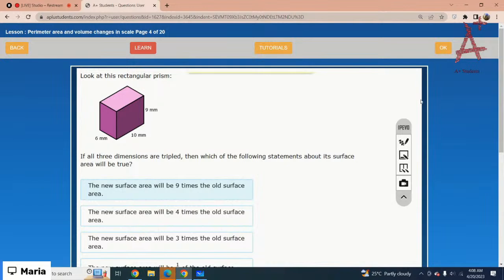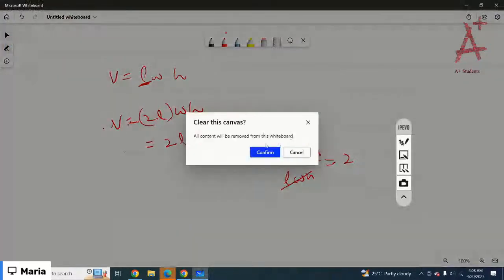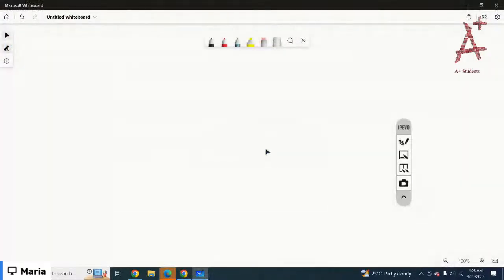The surface area of the rectangular prism would be A equals 2 times (WL plus HL plus HW).